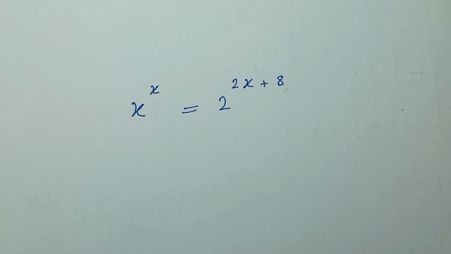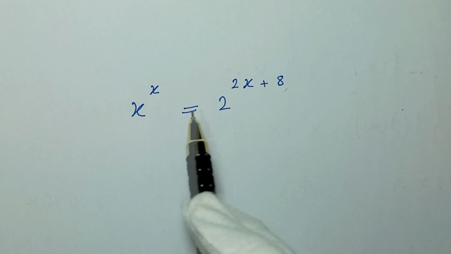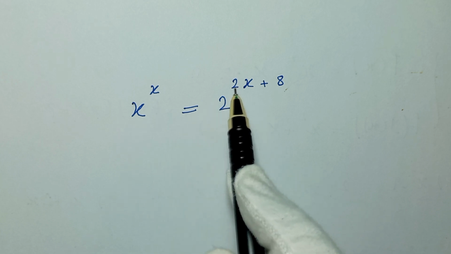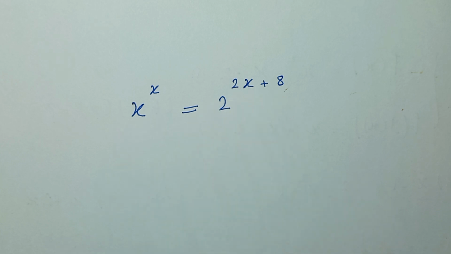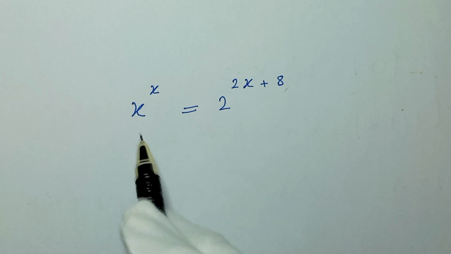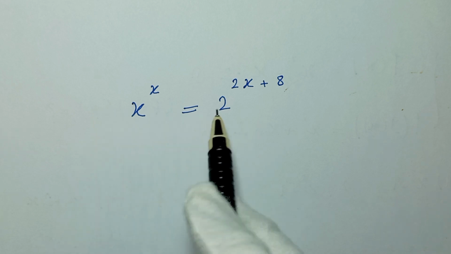Hello my friends, you're welcome to solve this math problem, which is x to the power of x is equal to 2 to the power of 2x plus 8, to find the values of x. In the first step, we start by applying log to both sides.